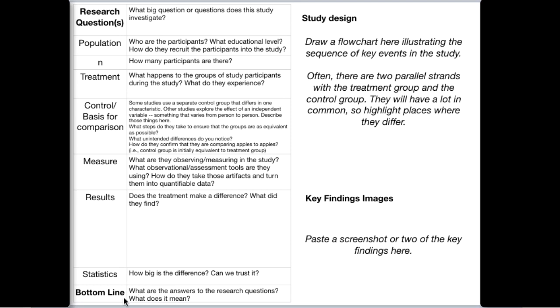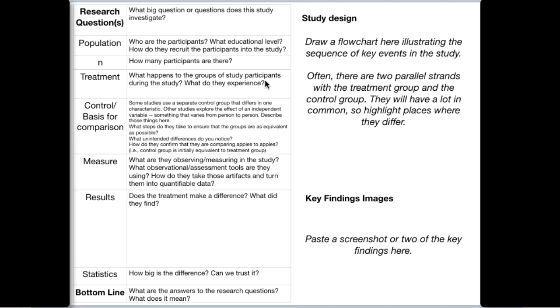And then our bottom line, I put that in bold here because, of course, this is the end result. We want to answer our research question. Below that in your template, I've got a spot for you to draw a little flow chart illustrating the sequence of events in the study. And this is not a flow chart of the paper. It's about what they actually did as part of this treatment.